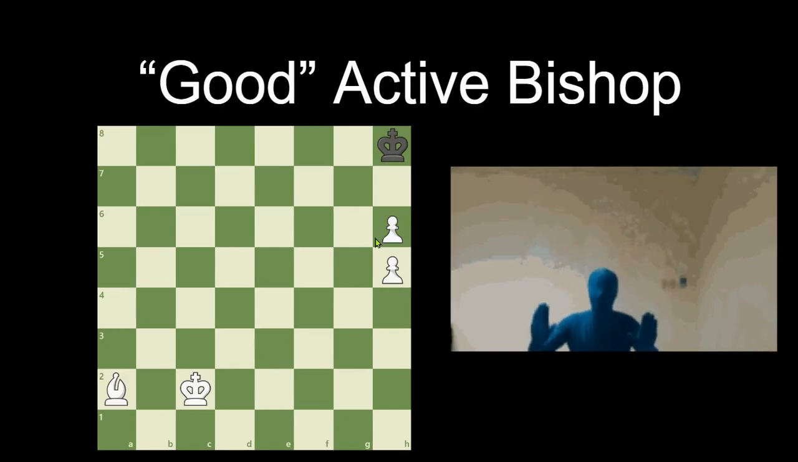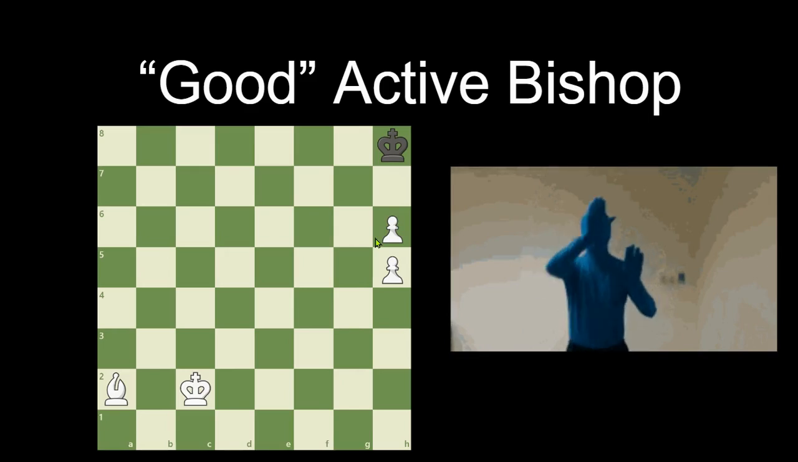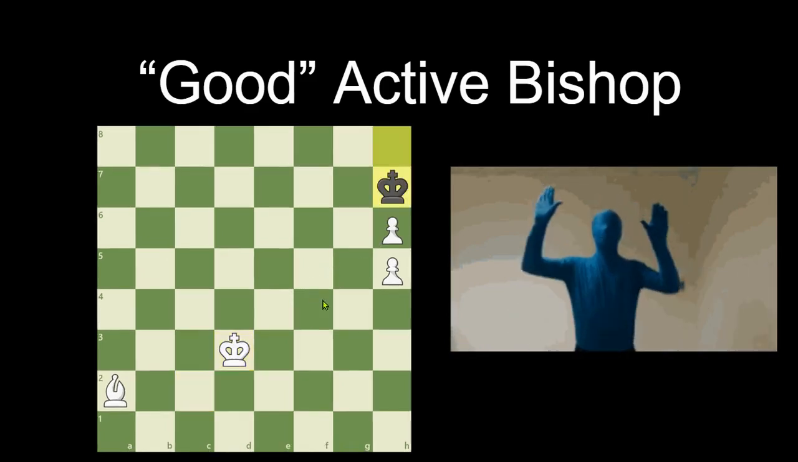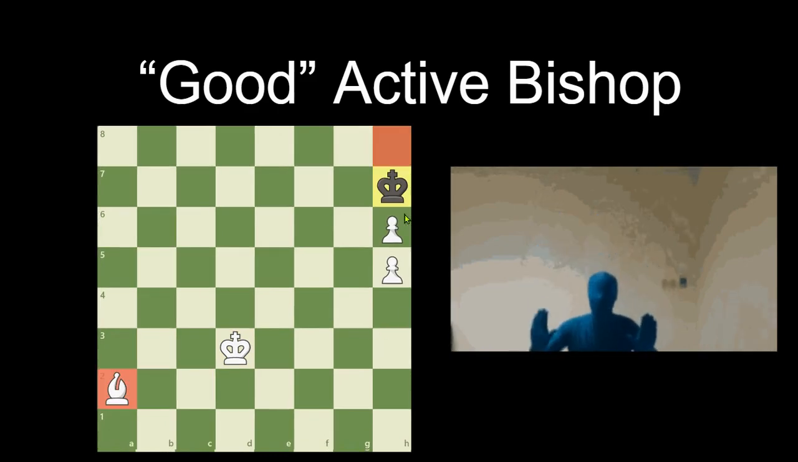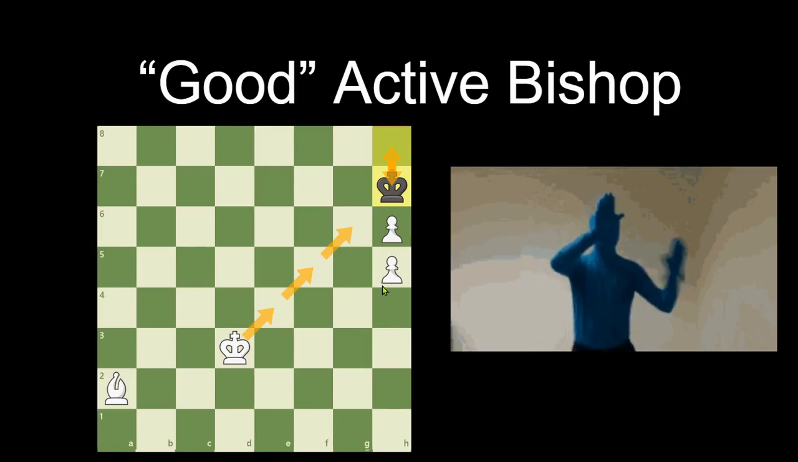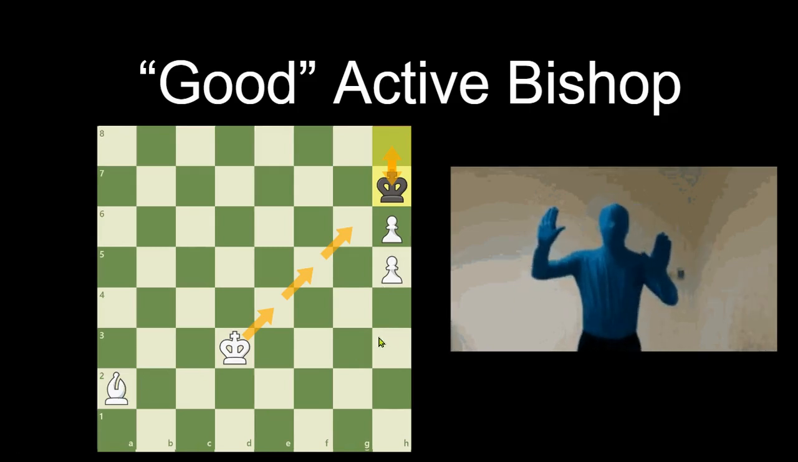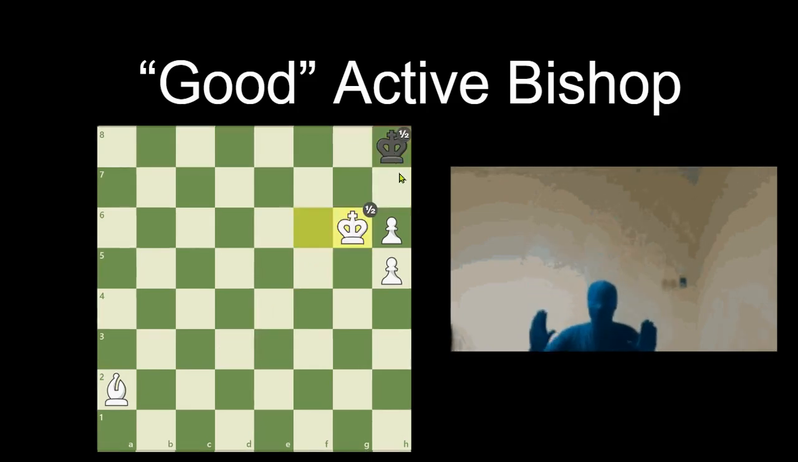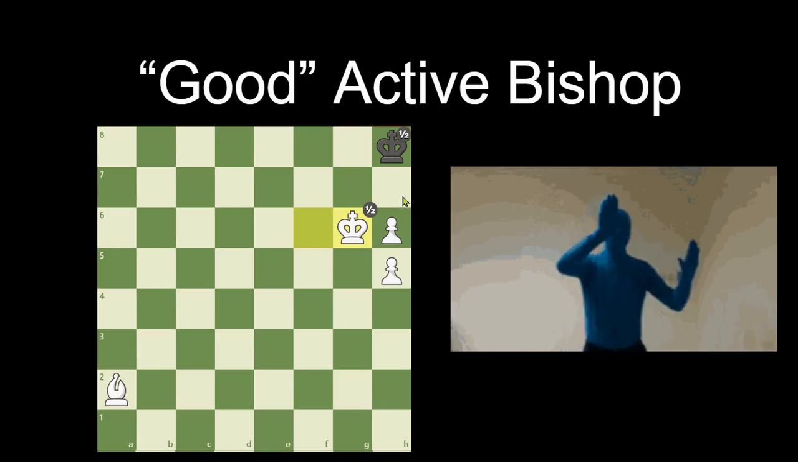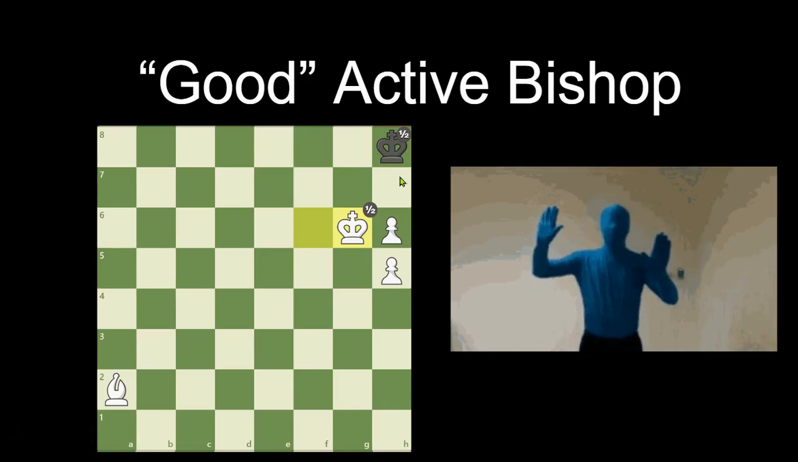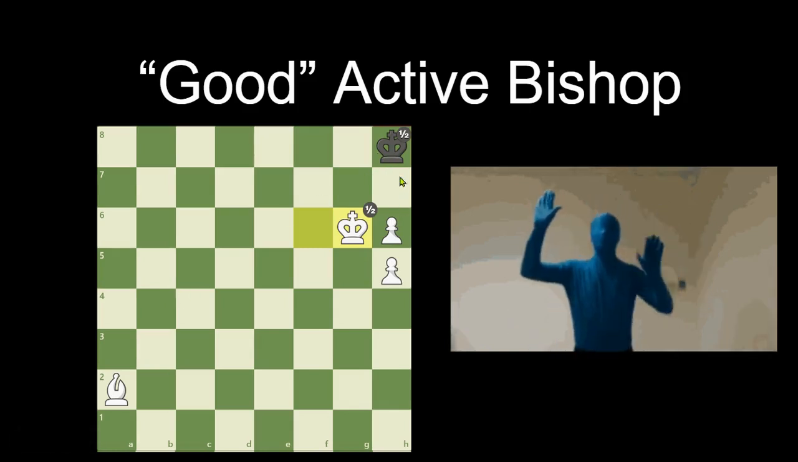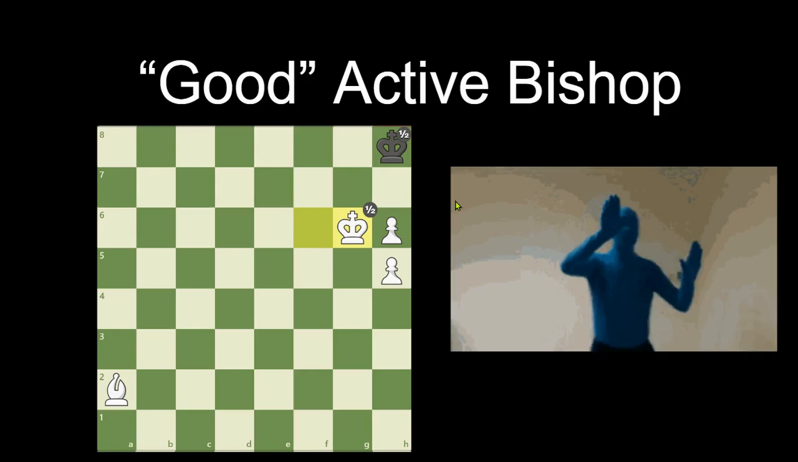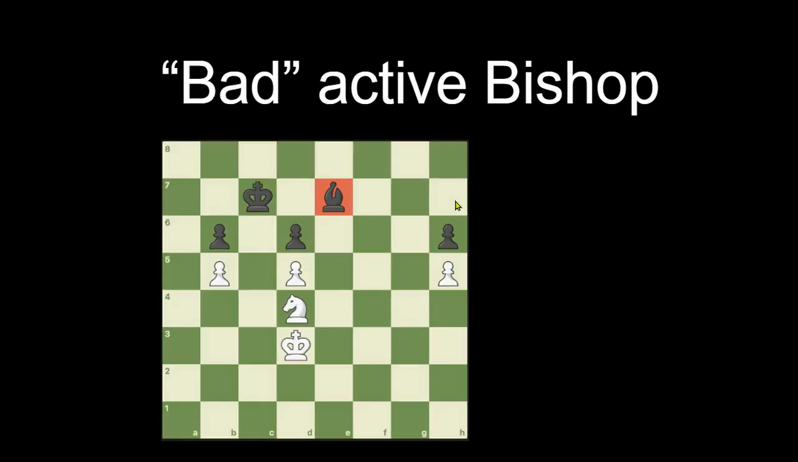So here's an actual, more concrete example. This is a good active bishop, but if you know this endgame, you know that you want the color of your bishop to be the same as your promotion square. And in this case, you're never going to win this because that's not the case. So that's also a case where you might have a good active bishop and it's just kind of useless because it's just not what you need.